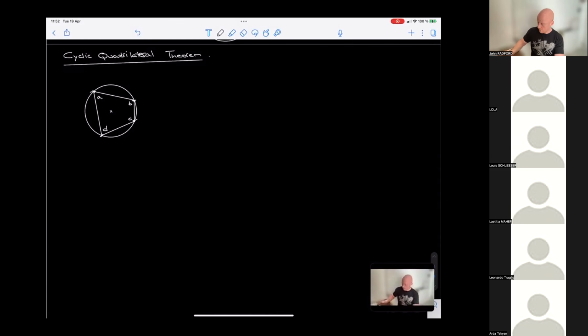And here's the cool and easy to remember theorem. Opposite interior angles of a cyclic quadrilateral are supplementary.